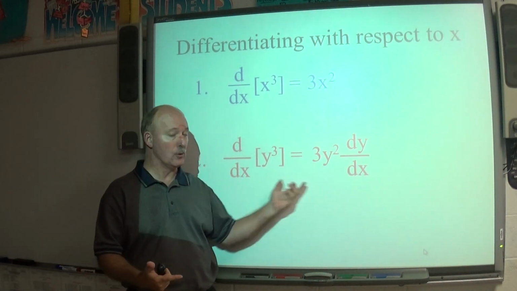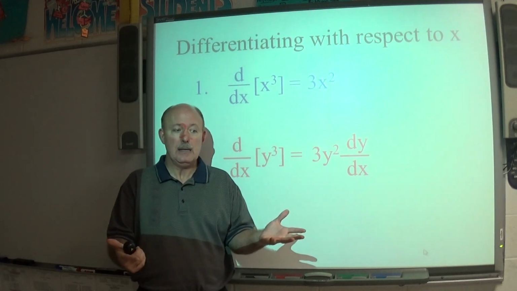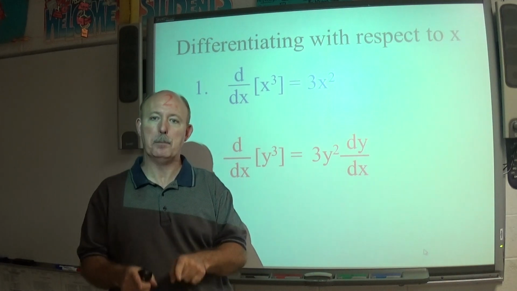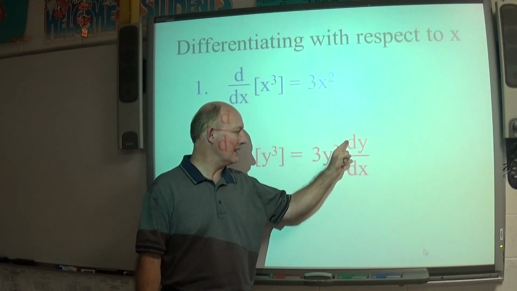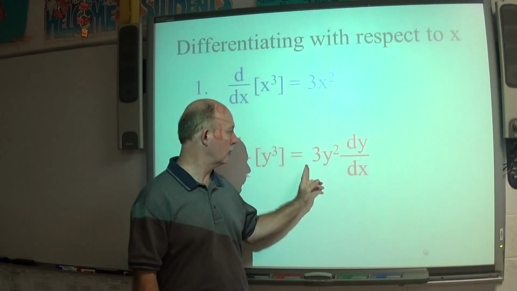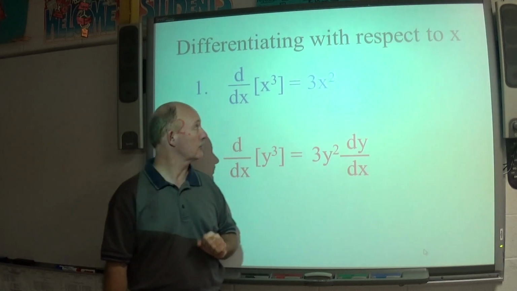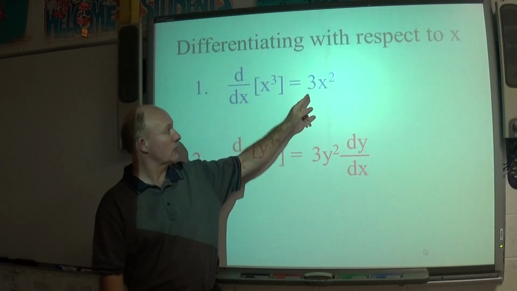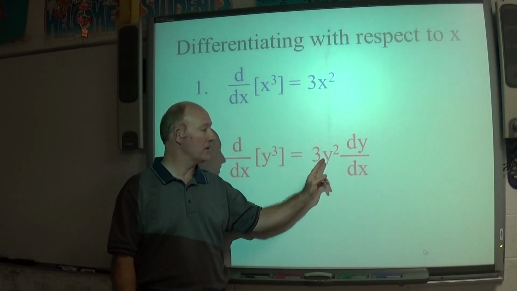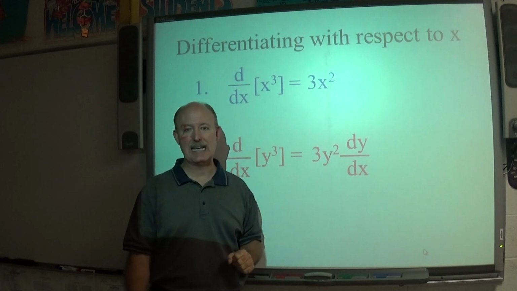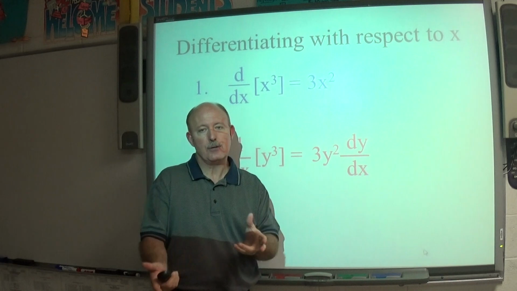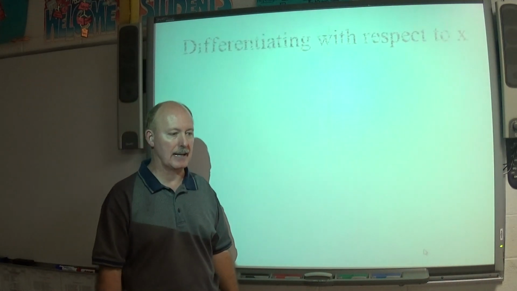Now, by using the chain rule, basically what happens is you take the derivative of a y factor just like you would an x factor, but you have to multiply that times dy over dx. So you get that extra factor in there. So if the derivative of x cubed is 3x squared, then the derivative of y cubed is 3y squared times dy over dx. That's the main thing you have to remember and keep in mind. When you do this, you're actually applying the chain rule whenever you take that derivative.